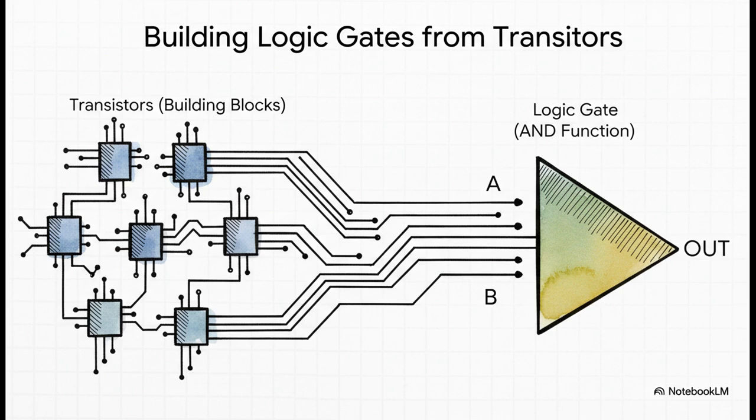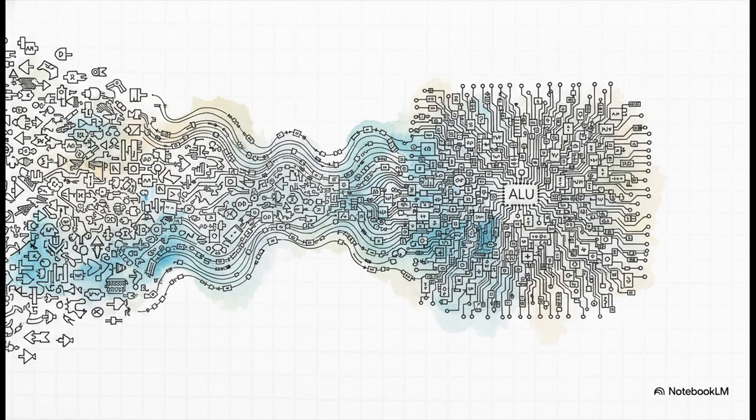Well, you start combining them. By arranging these simple transistors in very specific patterns, we create something called logic gates, which can make really simple decisions, like if switch A and switch B are on, then turn on switch C. Okay, now, let's scale that up. You combine thousands of those simple logic gates, and all of a sudden, you have a circuit that can perform addition or comparison.